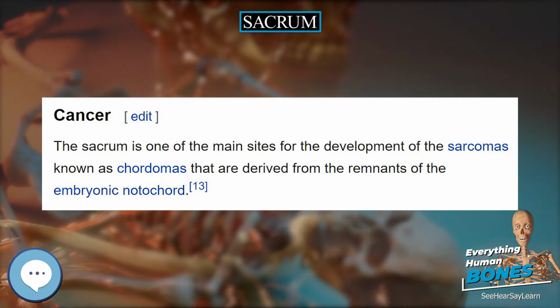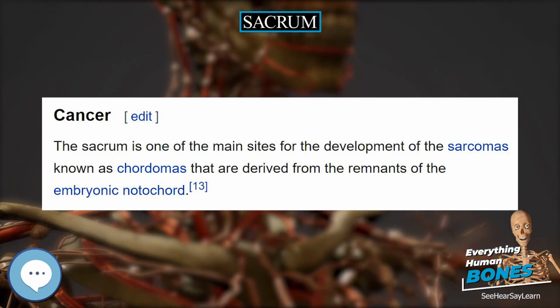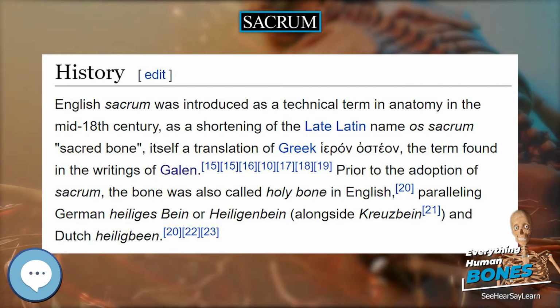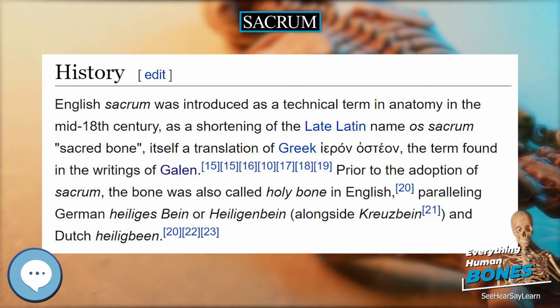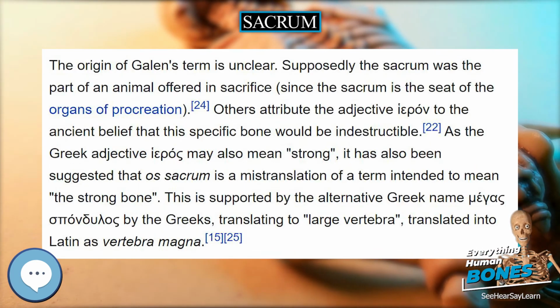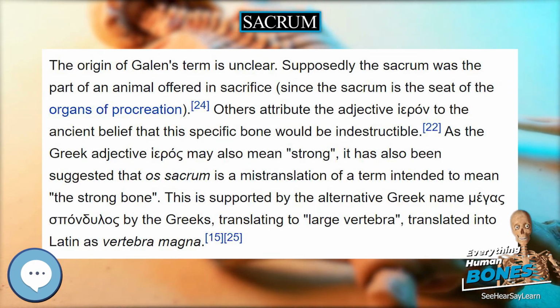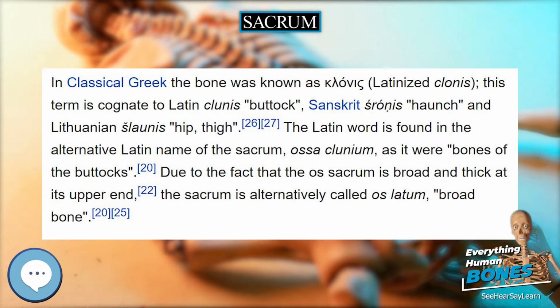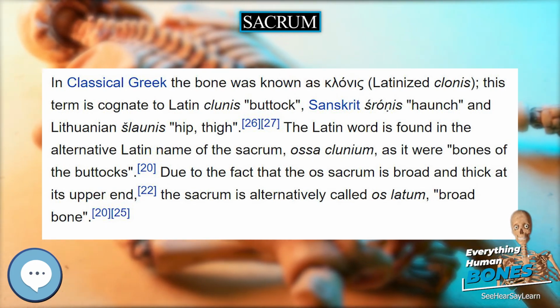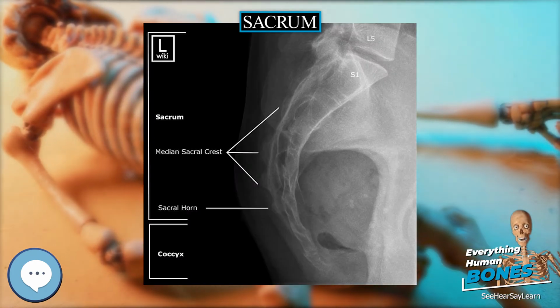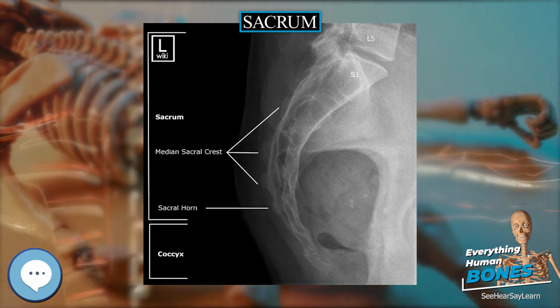Fracture. Sacral fractures are relatively uncommon, however, they are often associated with neurological deficits. In the presence of neurological signs, most of the times they are treated with surgical fixation. Cancer. The sacrum is one of the main sites for the development of the sarcomas known as chordomas that are derived from the remnants of the embryonic notochord.